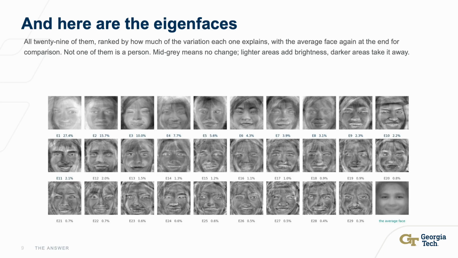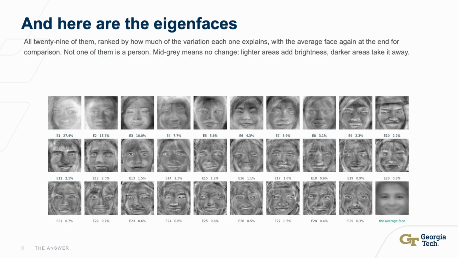Here is the answer. These are the eigenfaces, all 29 of them, ranked by how much of the variation between the 30 people each one explains, with the average face repeated at the end for comparison. Look at them for a moment. Not one of them is a person. They are patterns of brightening and darkening.